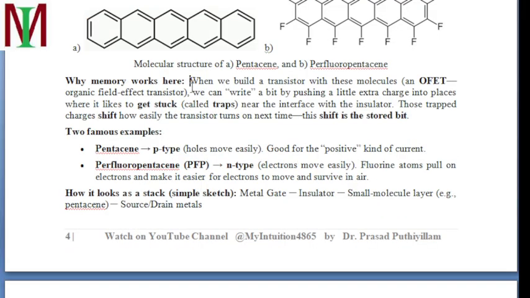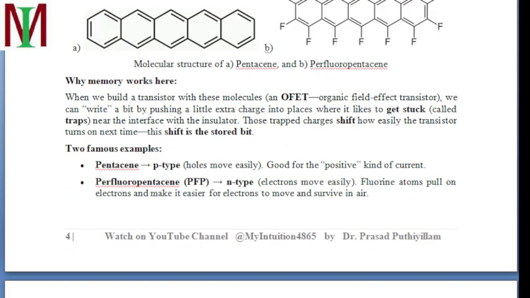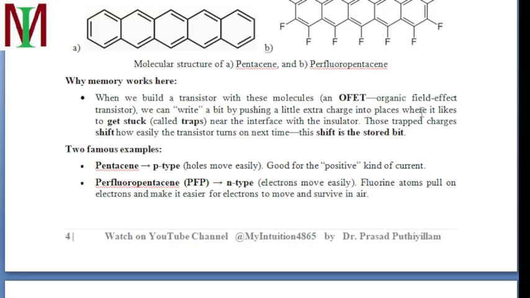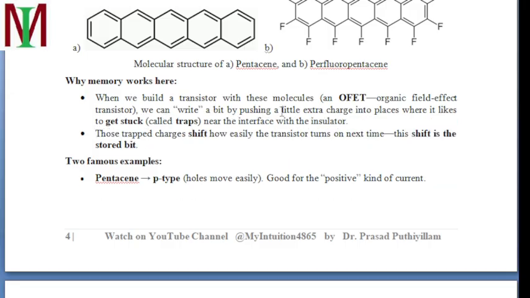Why does the memory work here? When we build a transistor with these molecules, that is an organic field effect transistor, we can write a bit by pushing a little extra charge into places where it likes to get stuck, called traps, near the interface with the insulator. That means we can make the electron or the hole move to a certain level where it goes and gets trapped. The trap is also created only in that molecule. That means we are making the charge move to some extent and making it stay there.